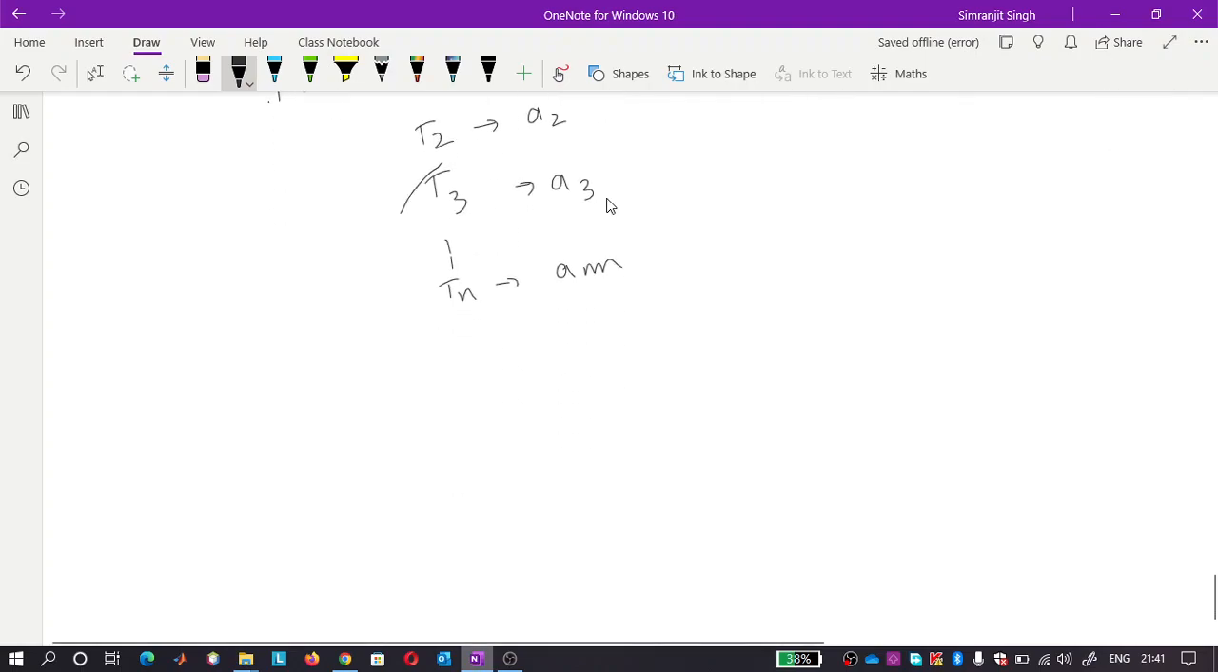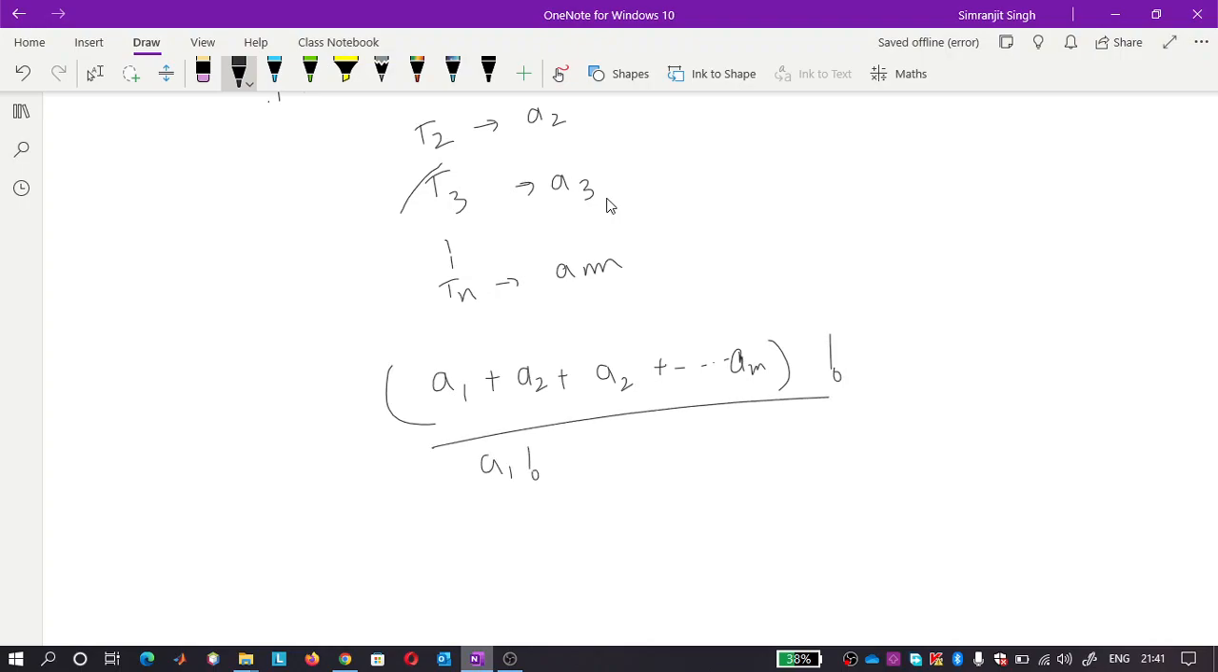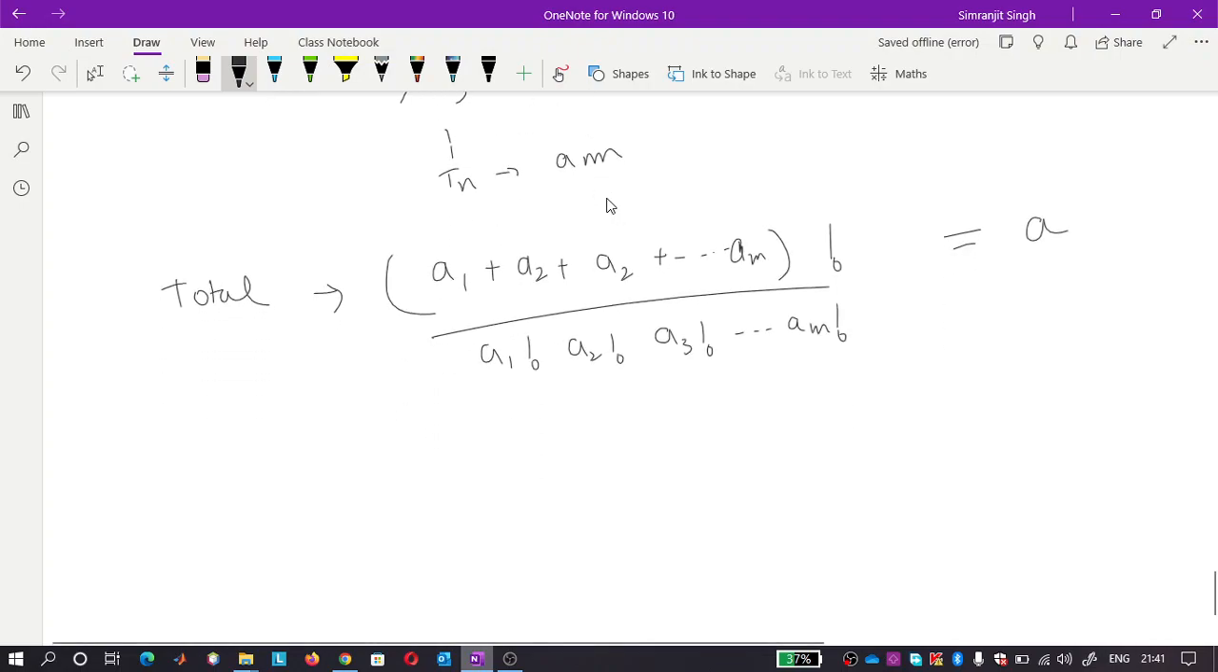Okay, so how many schedules are possible here? It is the number of operations, A1 plus A2 plus A3 up to AM. You just do the factorial part here, and then you do the individual factorials, which we already know. I think this is done in the previous one, up to AM factorial. Okay, so now suppose this is the total number of schedules that are possible. I'm considering this value as A.